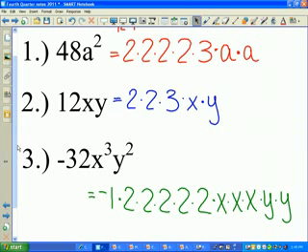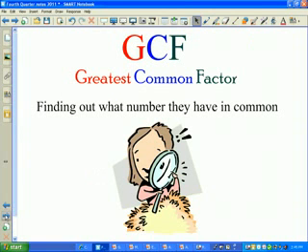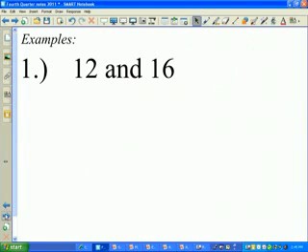I gave them a good 5 to 7 minutes, and a lot of kids were basically done before that. So that dealt with factors, breaking it down all the way to the bare bones, which is the prime numbers. But now we're going to go into the greatest common factor, GCF. The greatest common factor is basically finding out what number those factors have in common. It's almost like looking for a needle in a haystack, hence the picture.